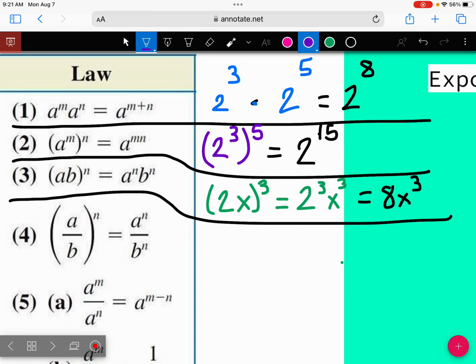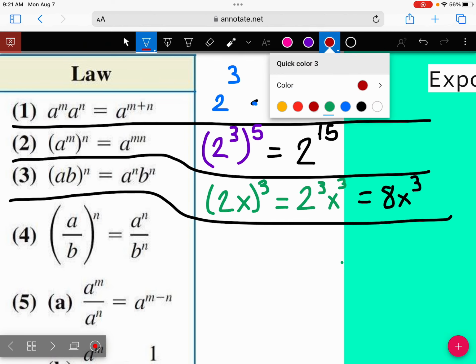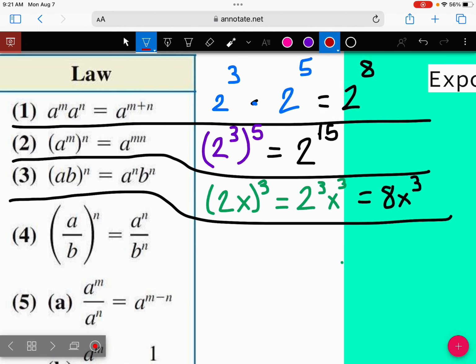All right, so I need another color now. Let's go red. So let's look at this fraction one. It's the same kind of deal. If I had the fraction of 2 thirds to the 5th. So we're just going to keep using 2, 3, and 5. I don't know why, but I'm in a 2, 3, and 5 vibes kind of mood. We can rewrite this as 2 to the 5th over 3 to the 5th.